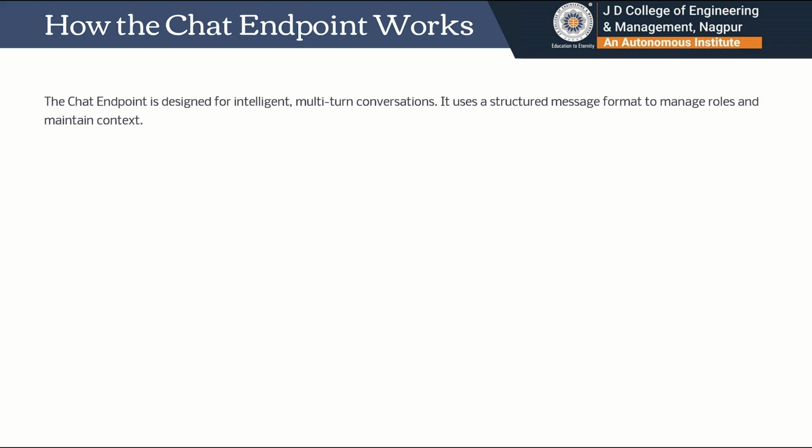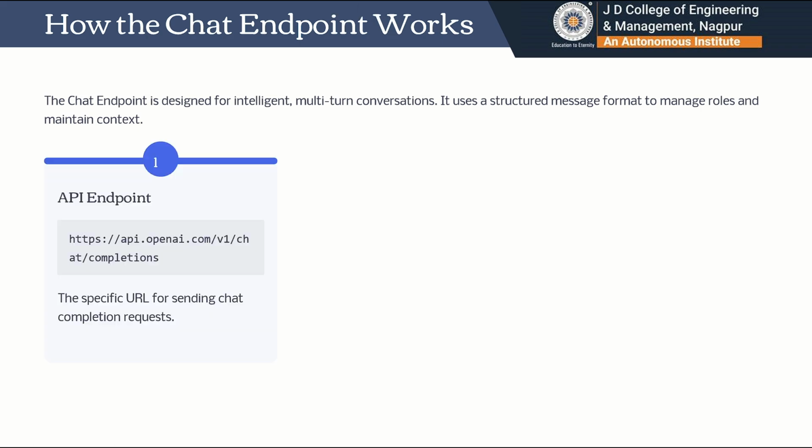Now let's explore how the chat endpoint actually works and why it's powerful for building intelligent real-time conversations. The chat endpoint is designed for multi-turn dialogue, meaning it can remember past interactions and respond with context, just like a human would in a conversation. This is made possible through a structured message format that handles different roles and preserves context. Let's break this down into three parts.